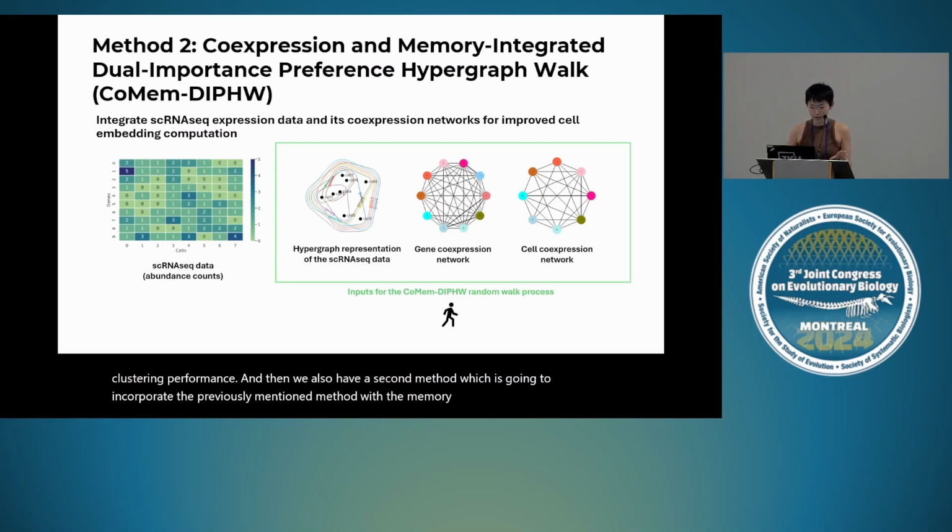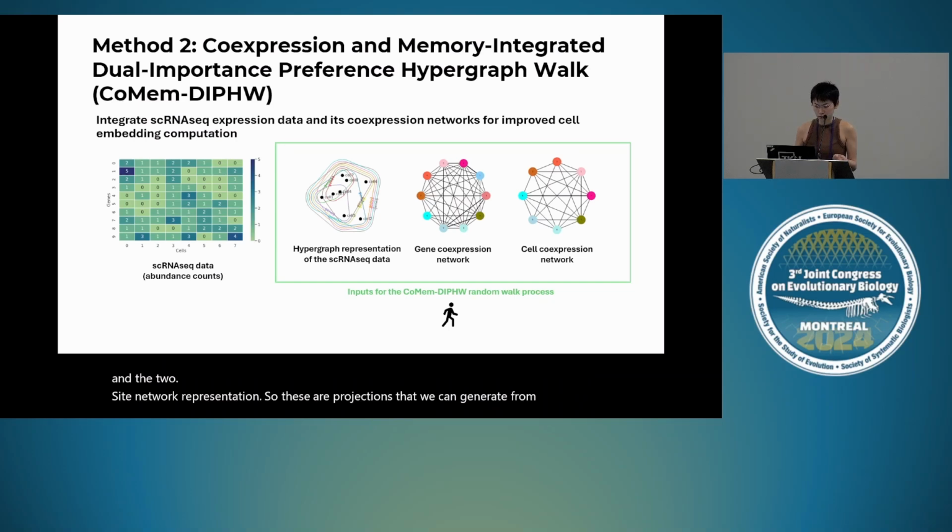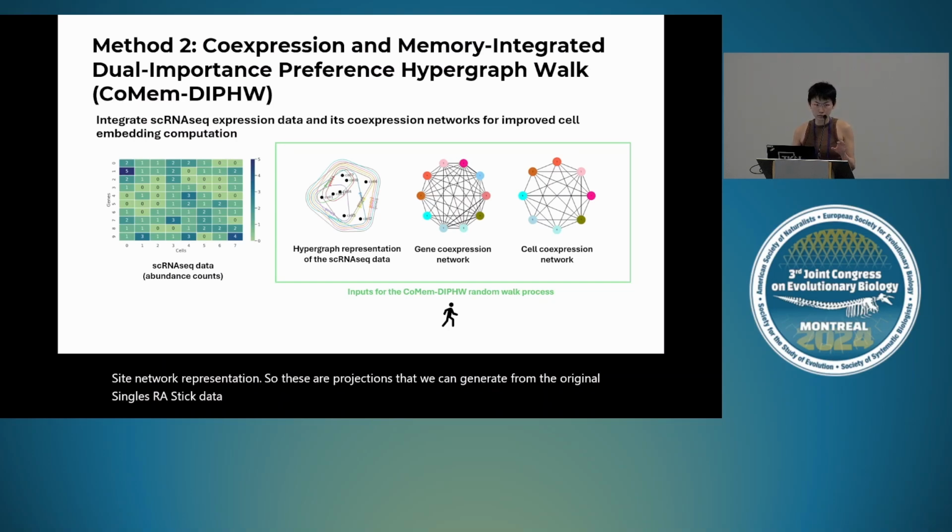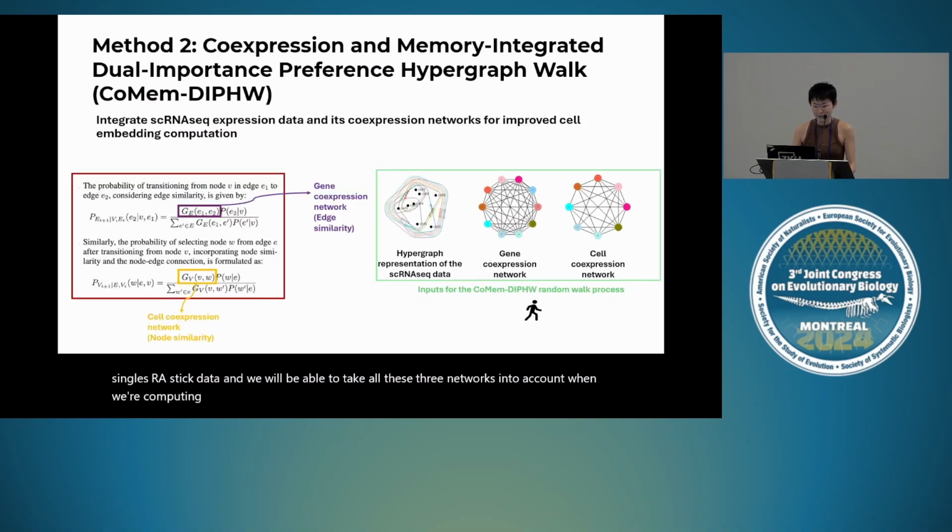Through this memory mechanism, we would be able to consider both the hypergraph representation of the data and the two unipartite network representations. These are projections that we can generate from the original single-cell RNA-seq data. And we will be able to take all these three networks into account when we are computing the cell embeddings. So how do we do that?